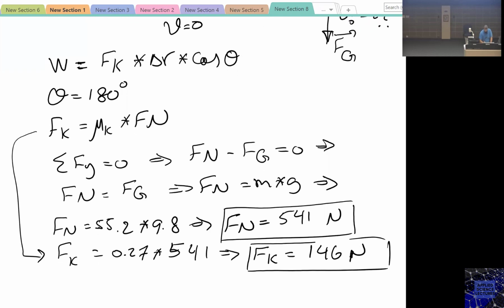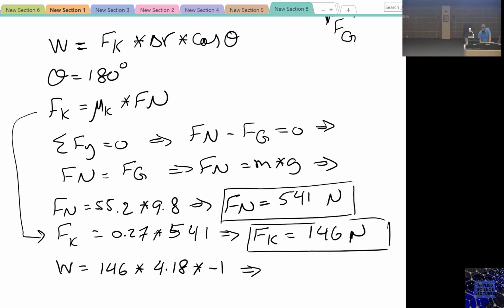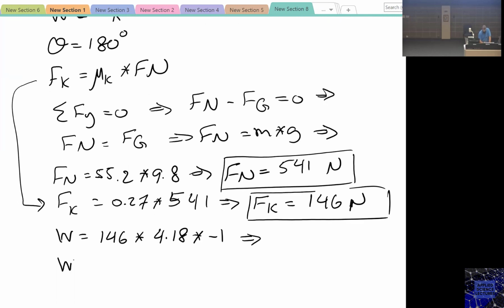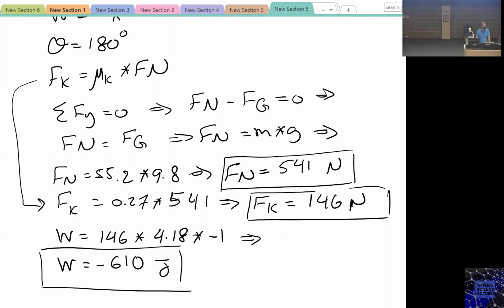Now I can substitute into the work. So I have 146 times 4.18 times minus 1, and the work W is minus 610 joules. Right? That's the work. Negative work is expected because the kinetic frictional force is in the opposite direction of the displacement.